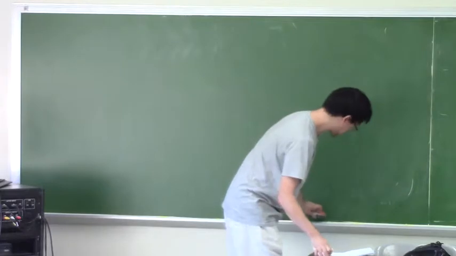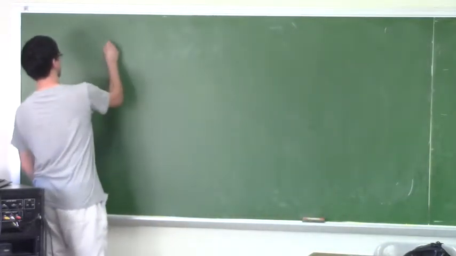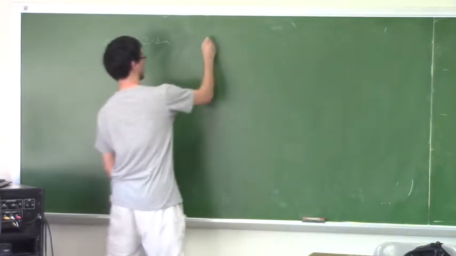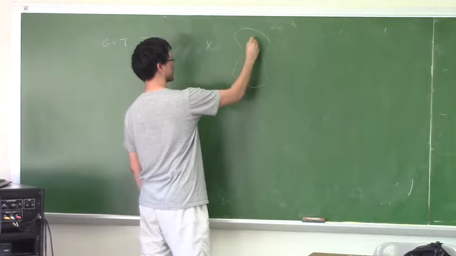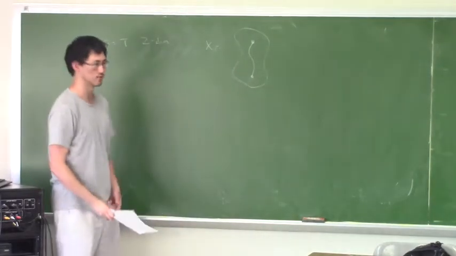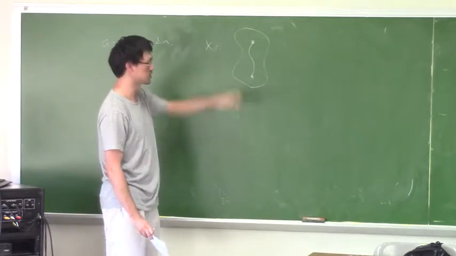Okay, so the picture. Let's take G to be a torus, and let's say it's two-dimensional. I'm just going to draw X. X is just going to be this space, and this is sort of a picture of the orbit. There are two fixed points, a one-dimensional orbit, and a generic orbit.